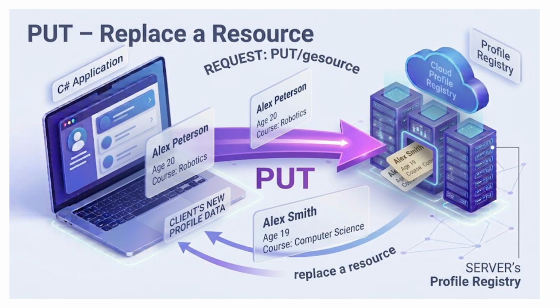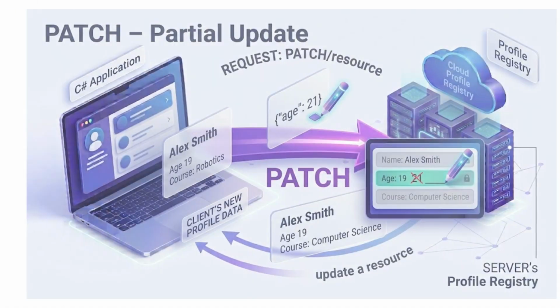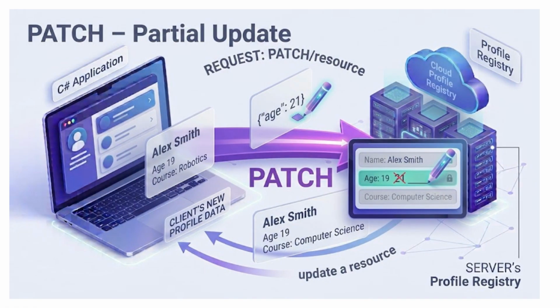Later we'll compare this with patch, which is normally used to update only part of a resource. Now let's look at the patch method. Patch is commonly used when we want to update only part of an existing resource. For example, imagine we have a student profile with a name, age, and course. Suppose we only want to change the student's age.